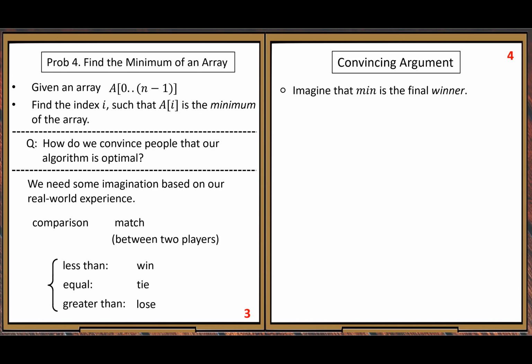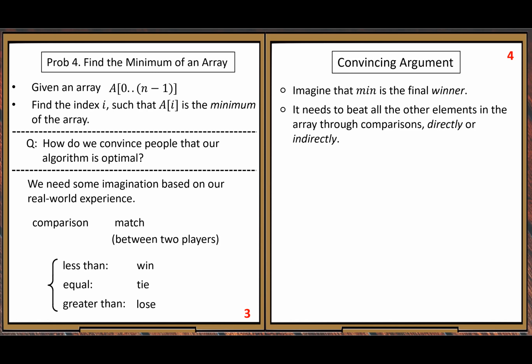First, imagine that min is the final winner, the minimum. The final winner of the whole game. There are many players that play together, each other. The final winner, minimum. Then that winner needs to beat all the other elements or players in the array through comparison, directly or indirectly.